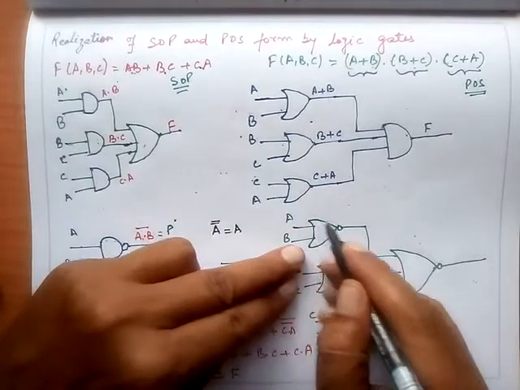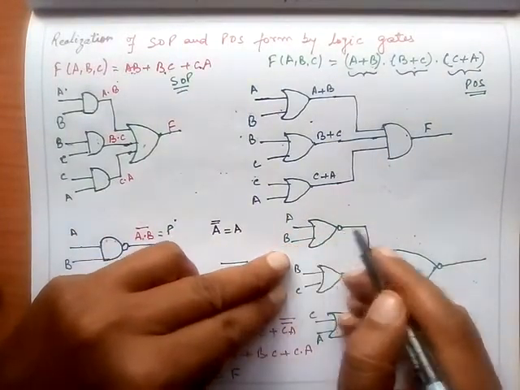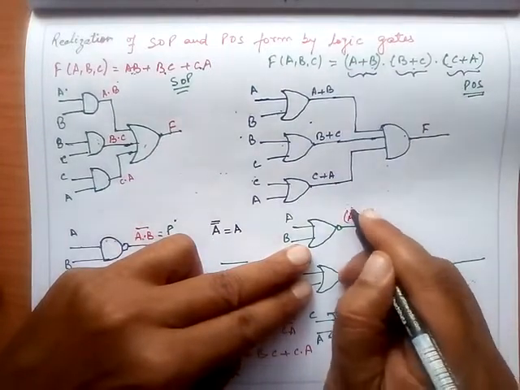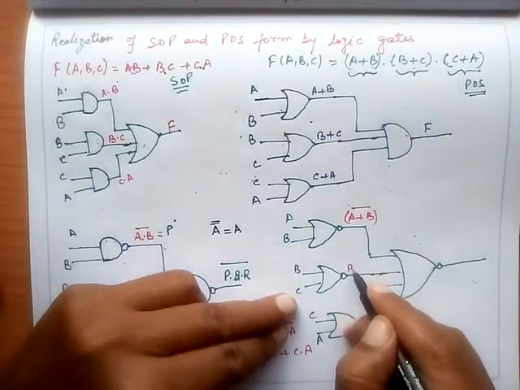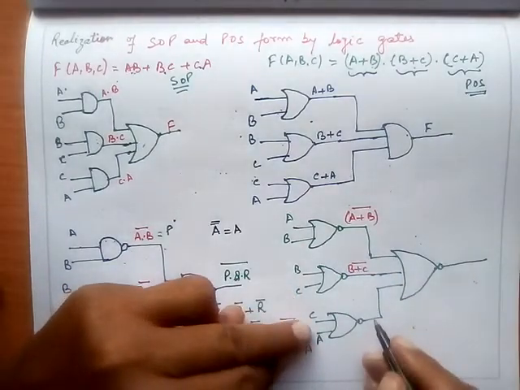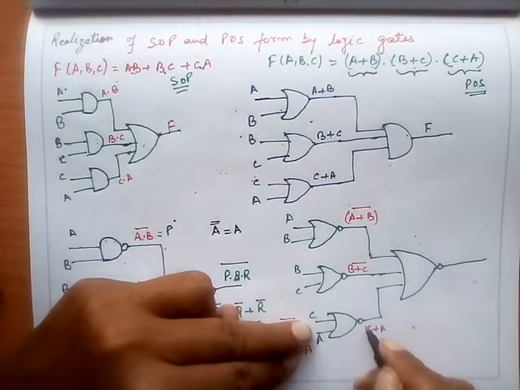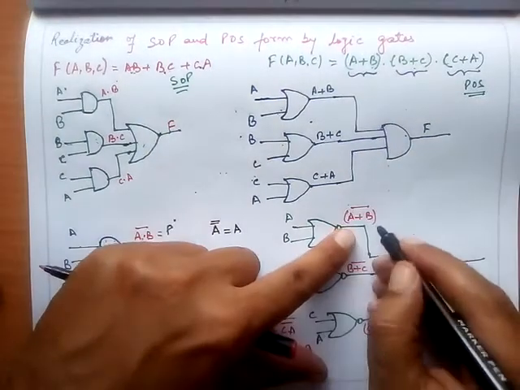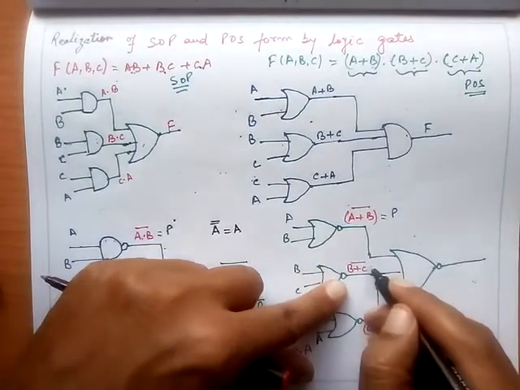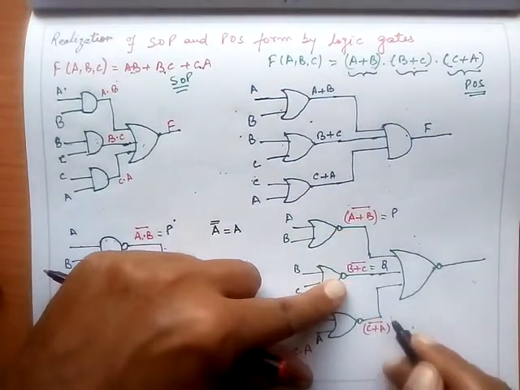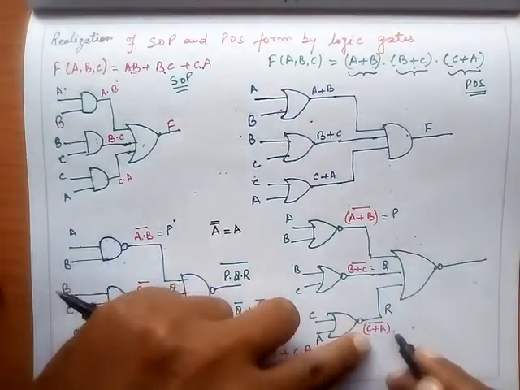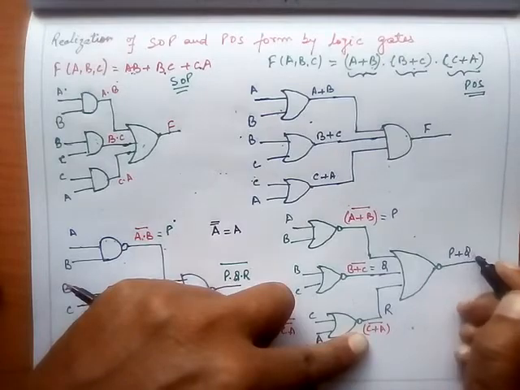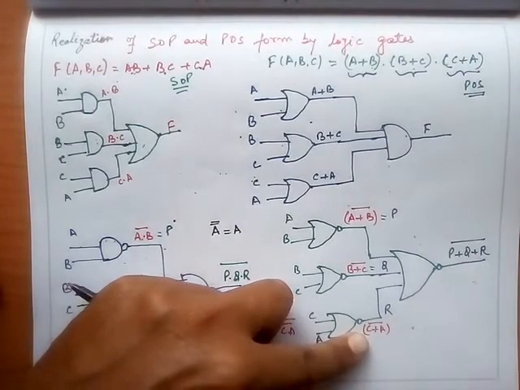Now let's see what the output will be at different stages. The output at this is OR, A plus B, and since there is a bubble here, it is A plus B whole bar. At this stage, B plus C whole bar, and at this stage, C plus A whole bar. Again, suppose this function is P, this function is Q, and this function, C plus A whole bar, is R. So at this stage you will have P plus Q plus R whole bar.